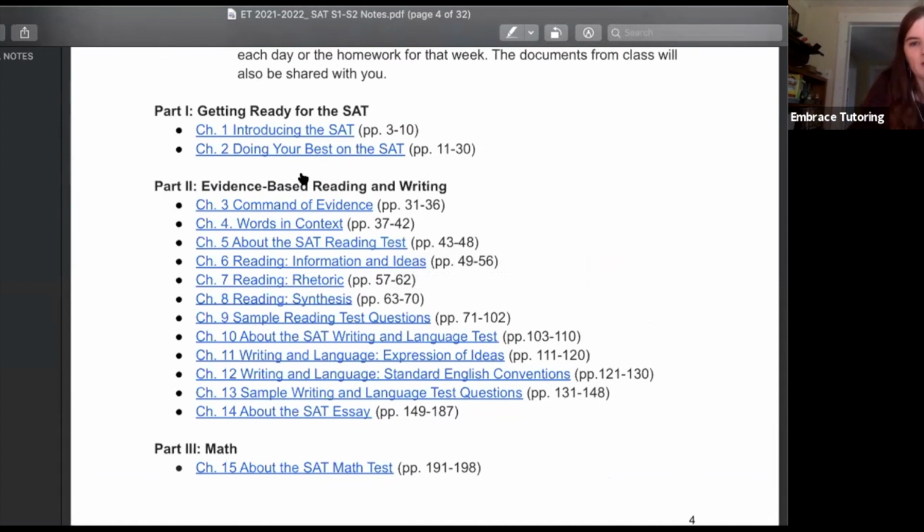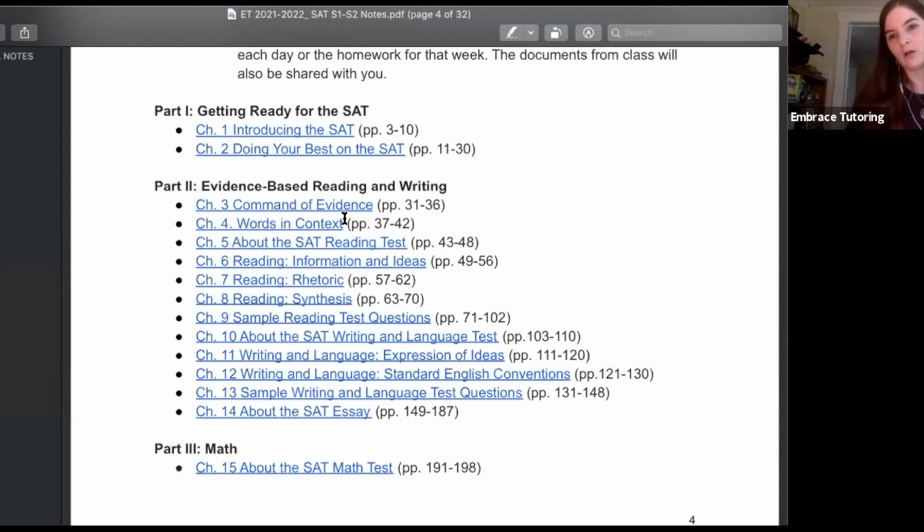I do want to point out to you that the first 2 chapters of part 2, what I have labeled here as part 2, were related to reading and writing skills in particular. So this covers both. It deals with words and context, which you've seen on the writing and language test in terms of vocabulary, as well as vocabulary and context type questions or diction type questions.